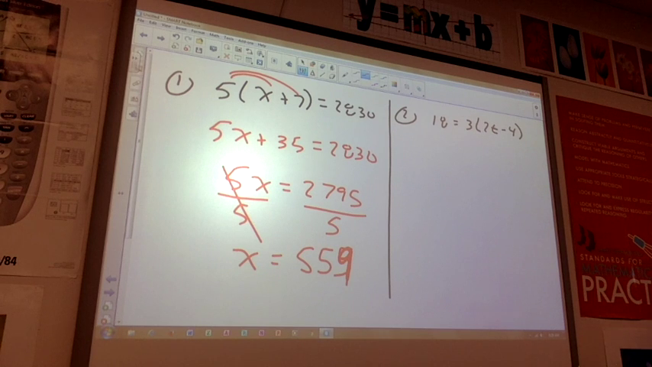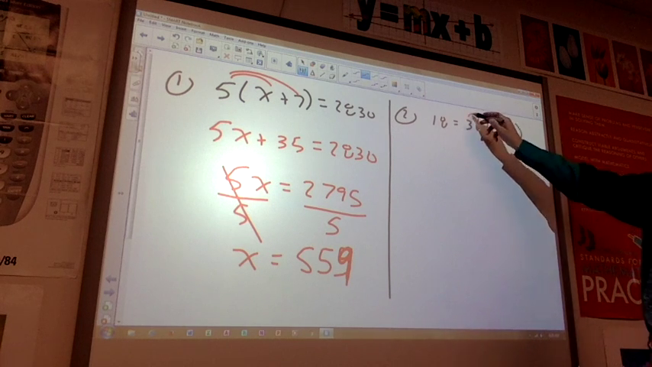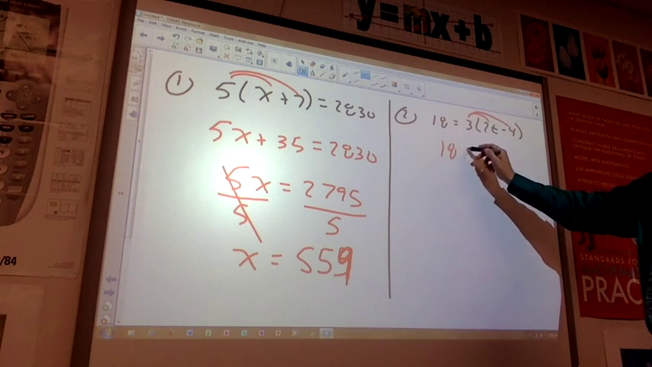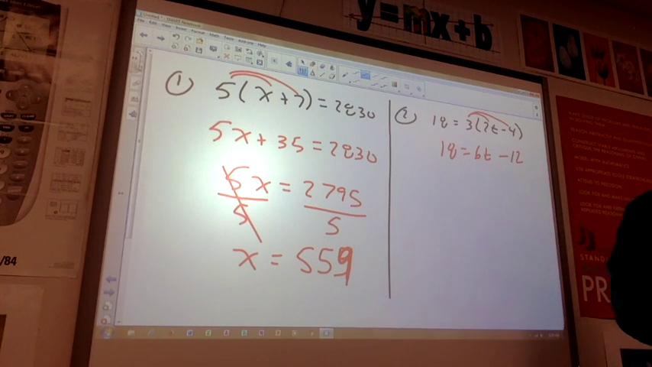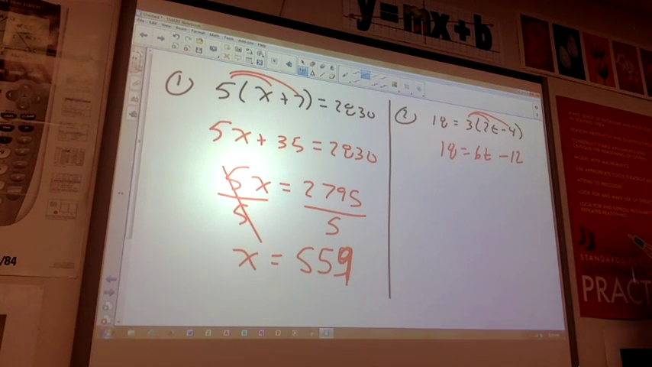All right. Problem number 2. Somebody else tell me what I should do first. So I'll distribute over the parentheses. Plus what?